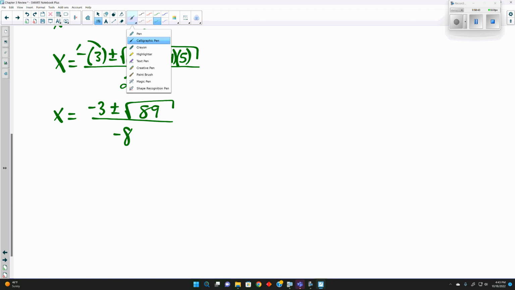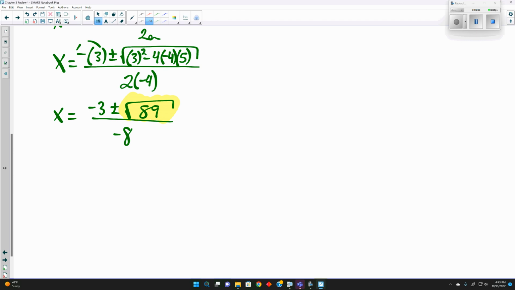Now again, at this point here, I would plug the square root of 89 into a calculator, into the yellow calculator, and see, do we get a nice number? If we do, or it simplifies to something else, awesome. If not, we leave it as is.